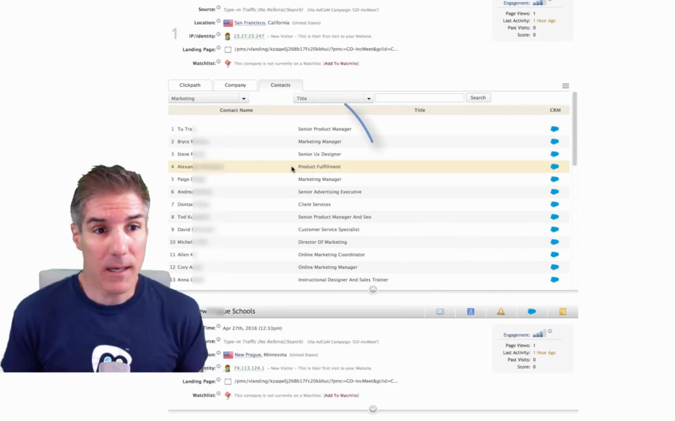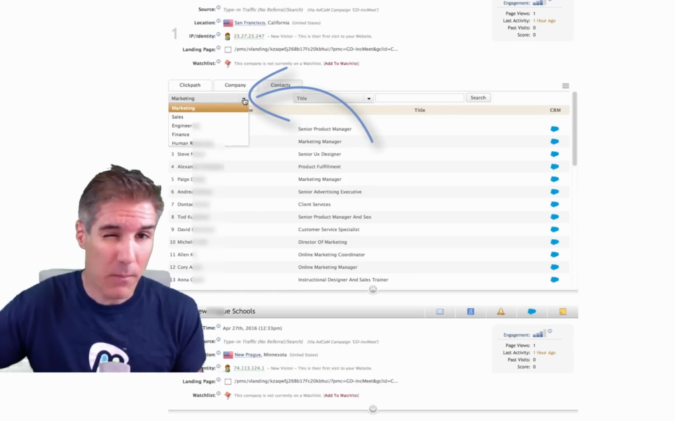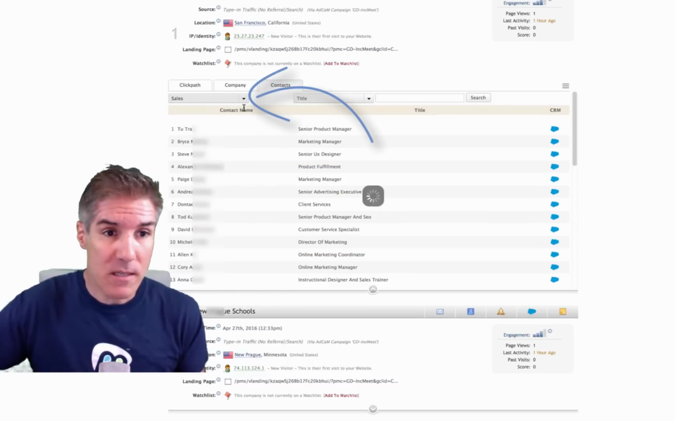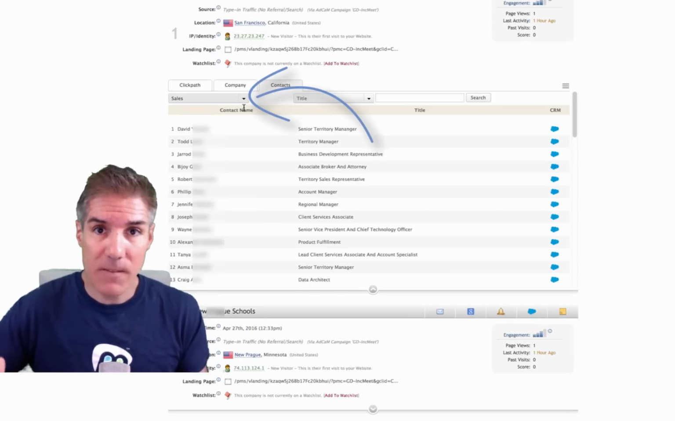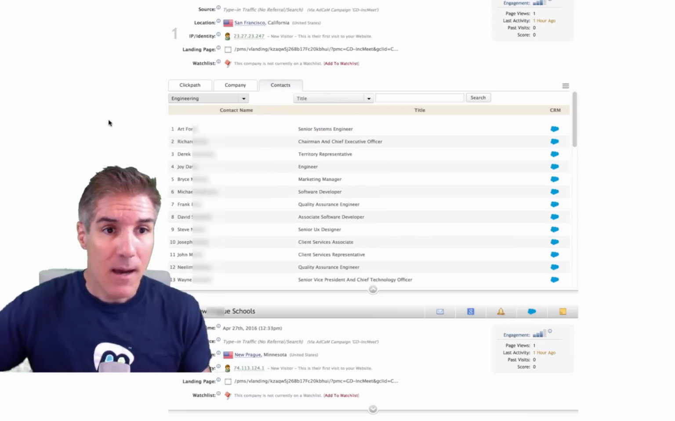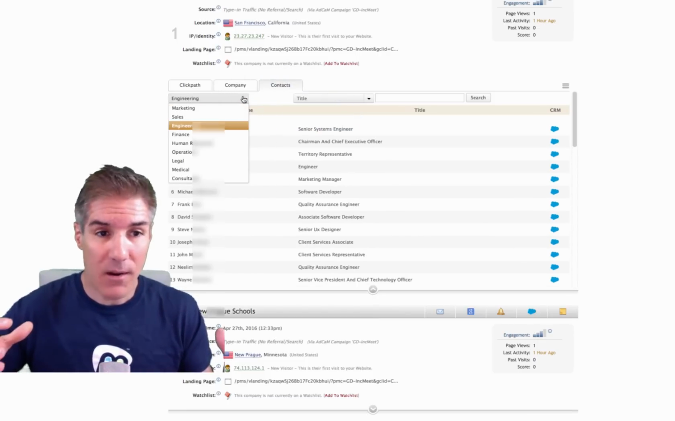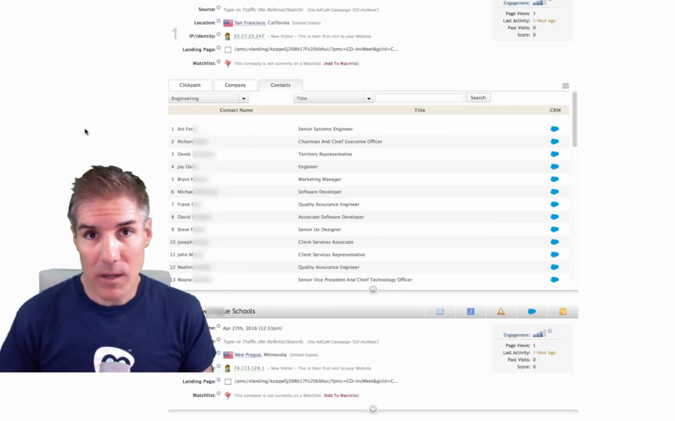Now, we sell to marketing, so this makes sense for us. We can see all those individuals in the marketing department and make our choices. And we would also sell into sales, so we see the different contacts that are there. So if you're a B2B company, then you can look at all the different departments and find out who the contacts are, so you can begin your outreach there.